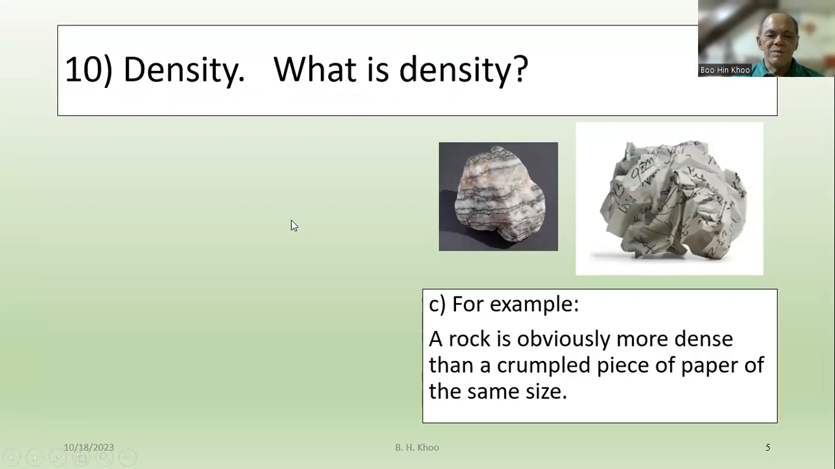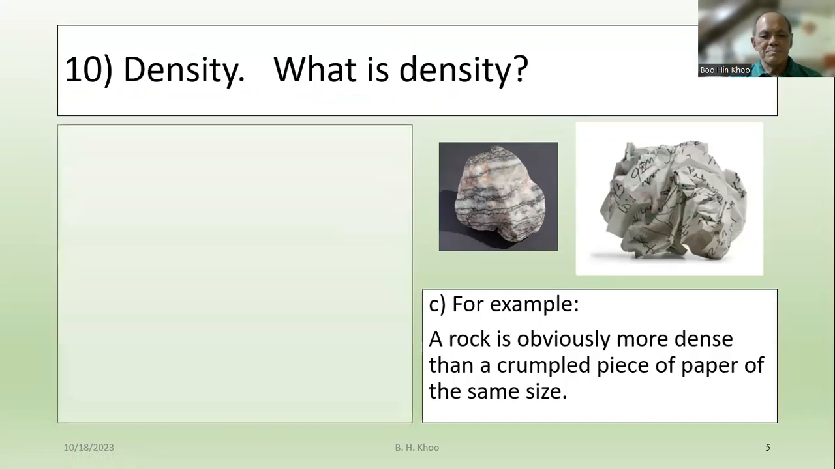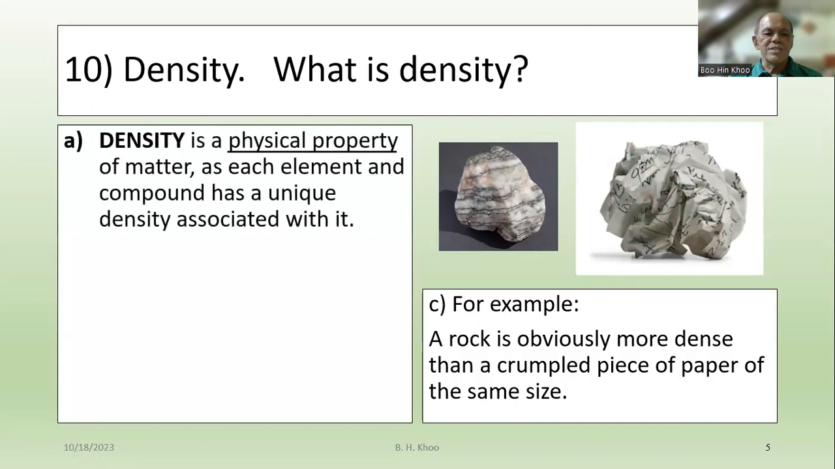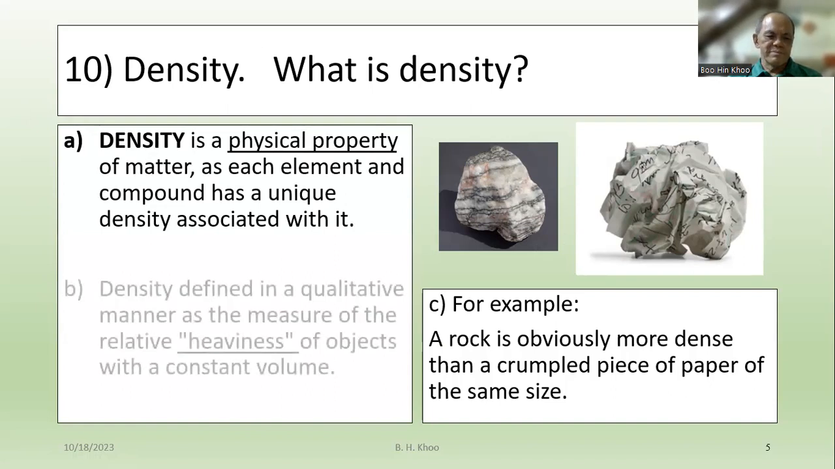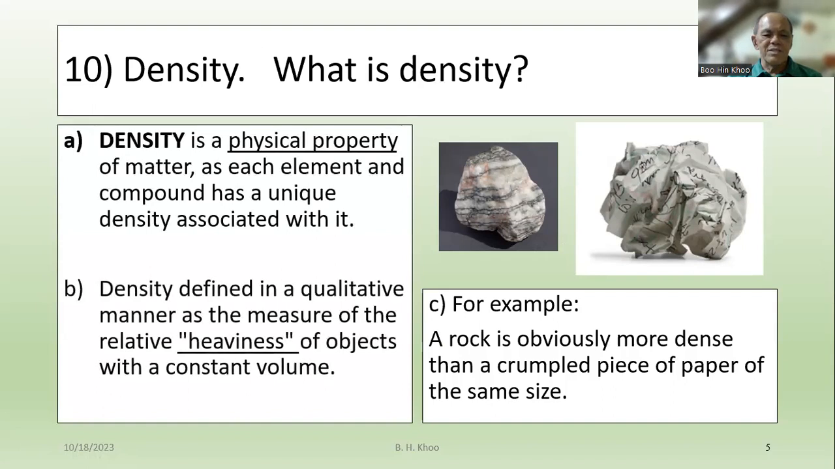Okay. Of course, in physics, you want to know what is density. Density is a physical property of matter, as each element in the compound has a unique density associated with it. Density is defined in a qualitative manner as the measure of the relative heaviness of an object with constant volume. We use the same volume to compare.